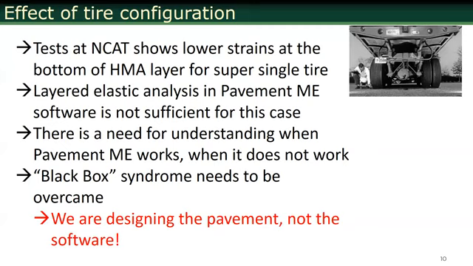So apparently, NCAT actually measured the strain levels at the bottom of the pavement, super single versus dual tires. They actually looked at it, and super single was straining less. That's what they've seen. And field observations are usually pretty valuable.